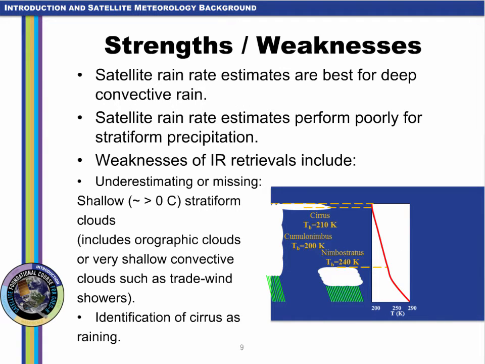Strengths and weaknesses of the product. You want to keep in mind that satellite rain rate estimates are best for deep convective rain. Satellite rain rate estimates perform poorly for stratiform precipitation.